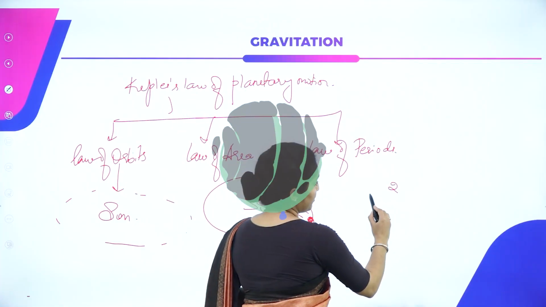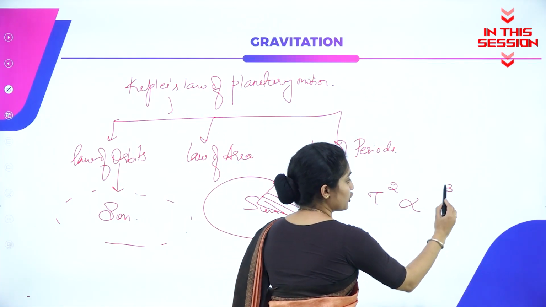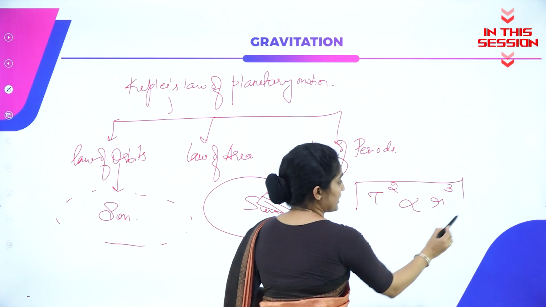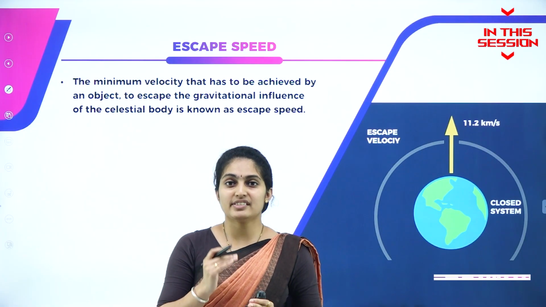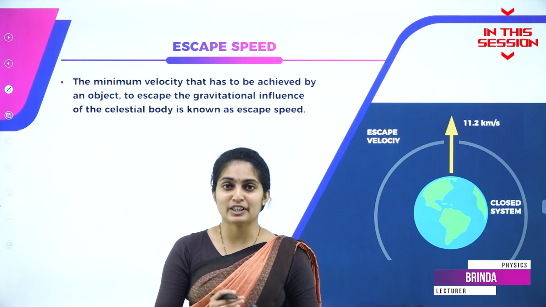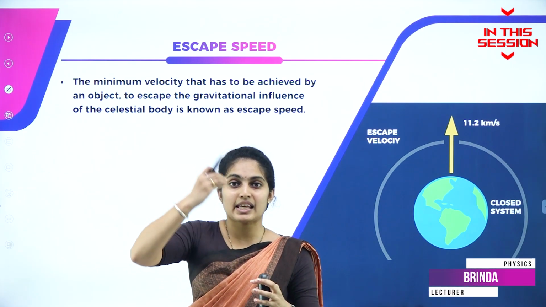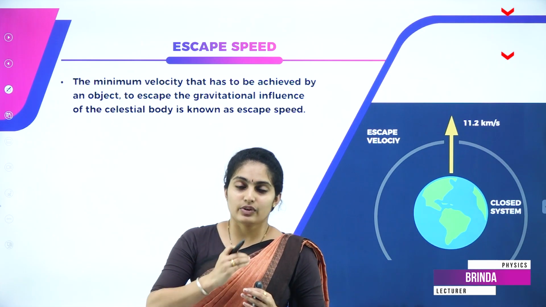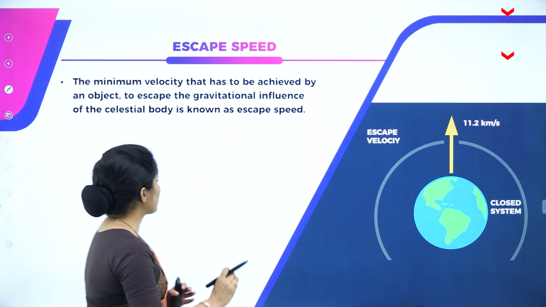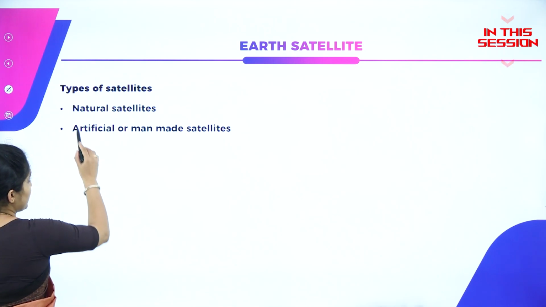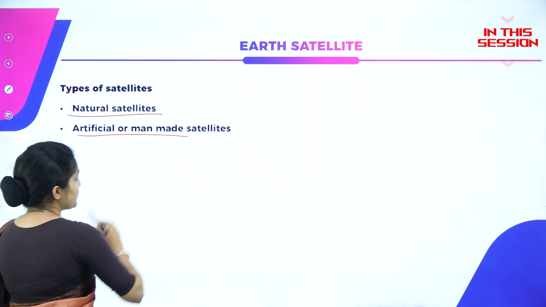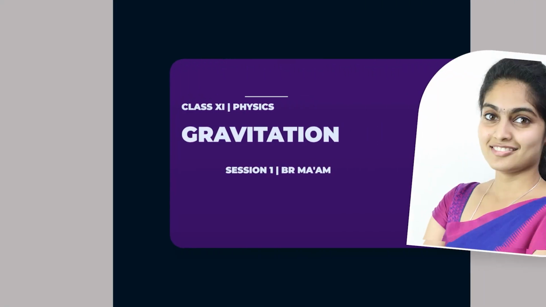The square of the time period is directly proportional to the cube of the semi-major axis. That concept is the law of periods. If its speed is 11.2 km per second, then only we can say that it just escapes the Earth's gravity. Escaping of the Earth's gravity is called escape speed. Earth satellites can be classified into two types: natural satellites, and artificial or man-made satellites.